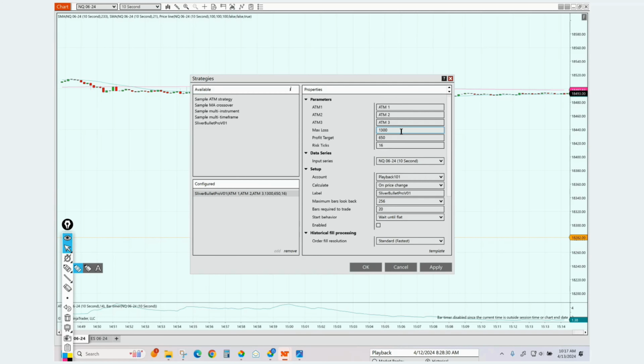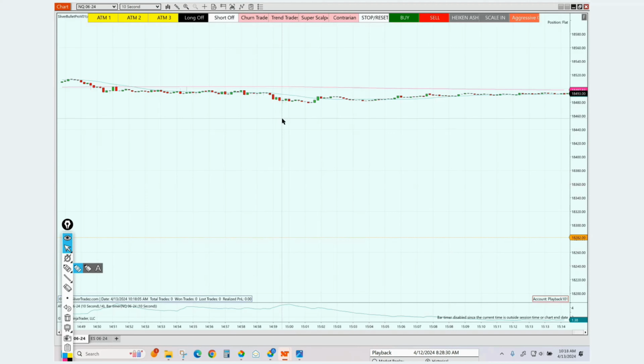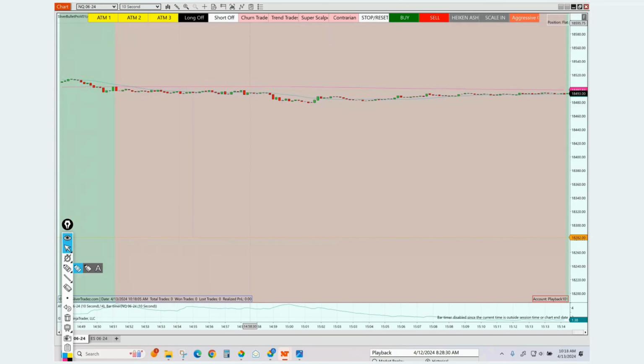Similarly, there are other parameters which we have defined. Max loss for the session is $1,300. Max profit is $650. So now I enable the software, and the software is loaded. The top part is the UI. These buttons are basically the user interface of the software. There are three ATM buttons. You can click on them to activate them, or you can use different strategy buttons. These pink buttons are strategy buttons basically. And these long and short are automated trade buttons. Buy and sell are manual trade buttons.